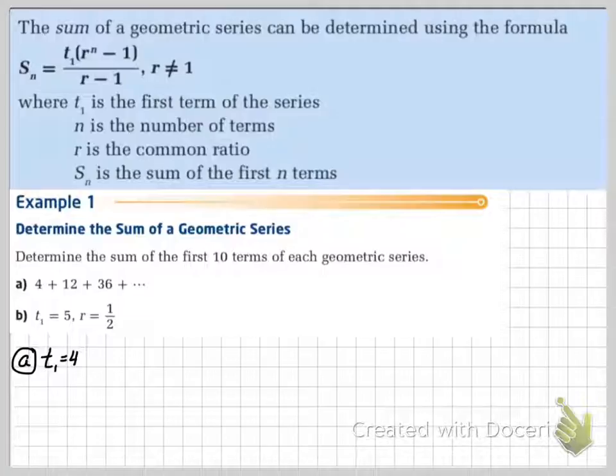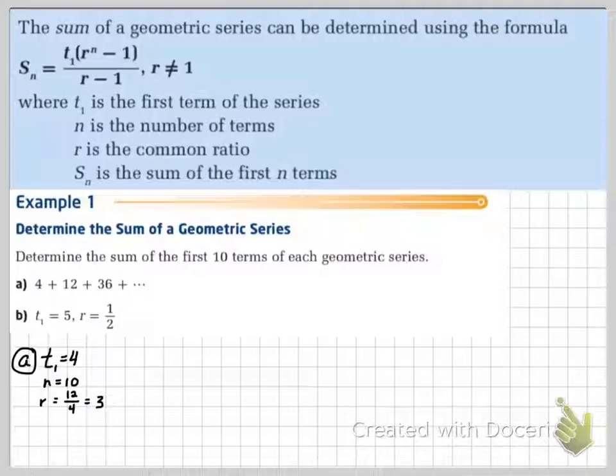So let's look at an example. Determine the sum of the first 10 terms of each geometric series. If we started with 4 plus 12 plus 36 and continued, the first 10 terms, well, we know that the first term is going to be 4. Now we have to find R. And we know that the number of terms is going to be 10. Now we'll find R. R is going to be term 2, which is 12, divided by term 1, which is 4. So R, our common ratio, is 3.